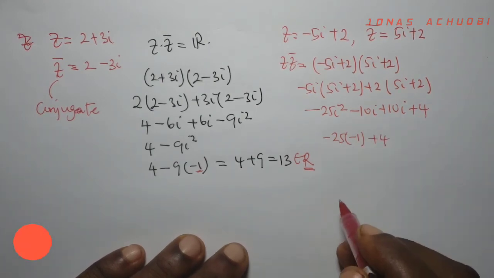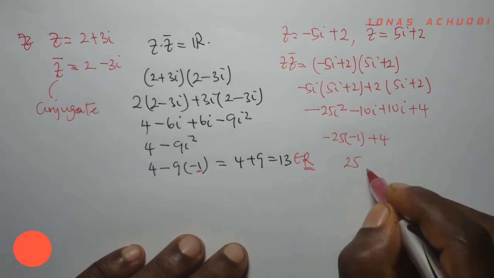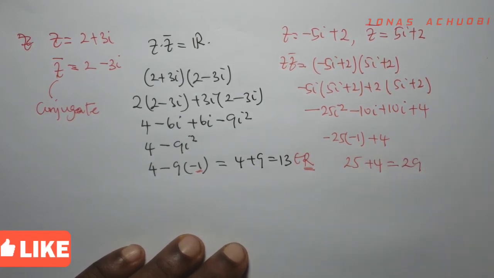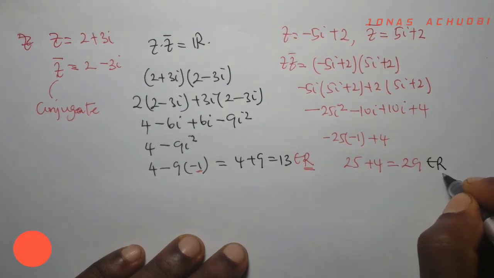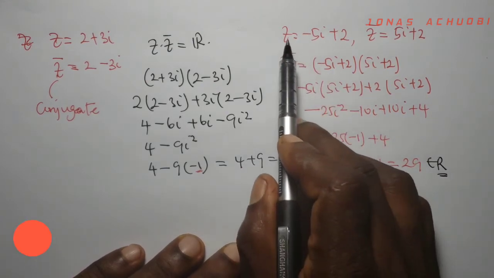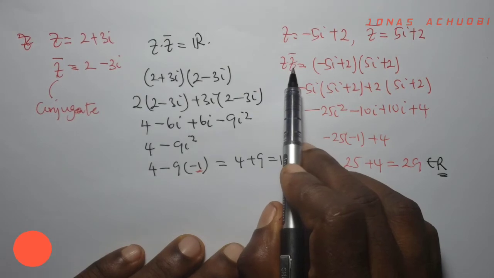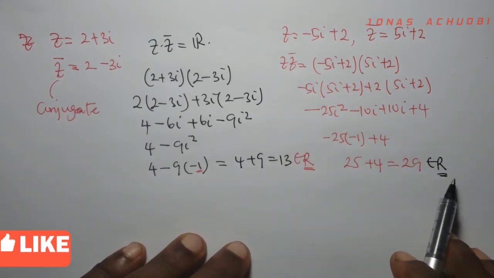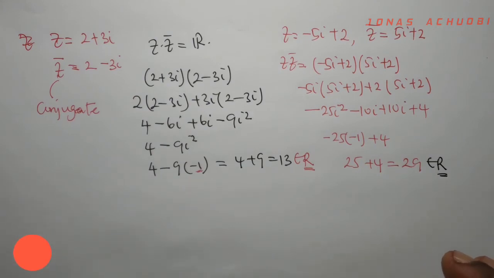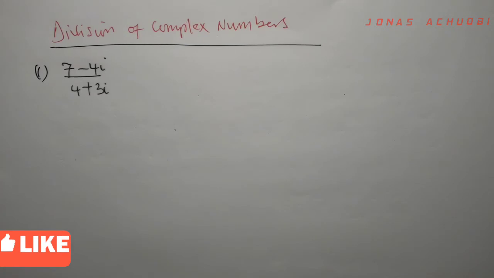Minus 25 times minus 1 is 25, plus 4. 25 plus 4 is 29. And once again, 29 is not a complex number, rather a real number. We have shown now with a second example that the product of a complex number and its conjugate is always a real number. We shall now apply this concept of conjugate in our division of complex numbers.